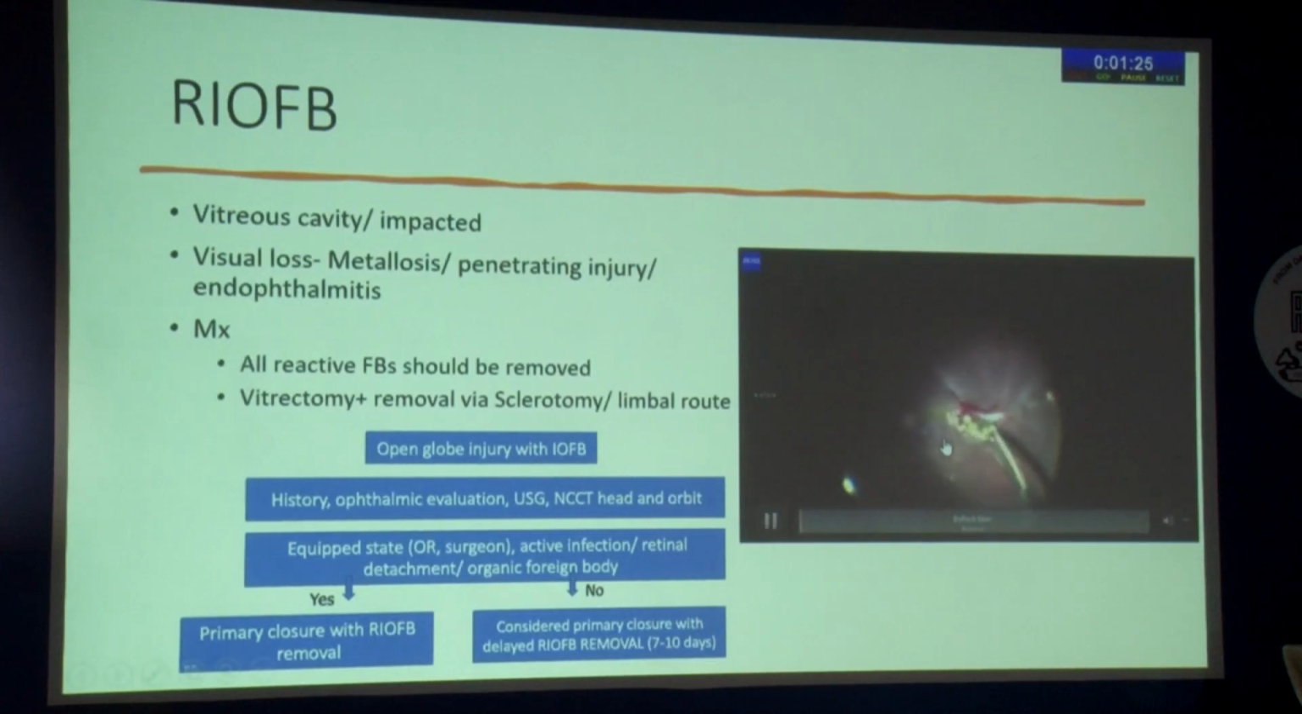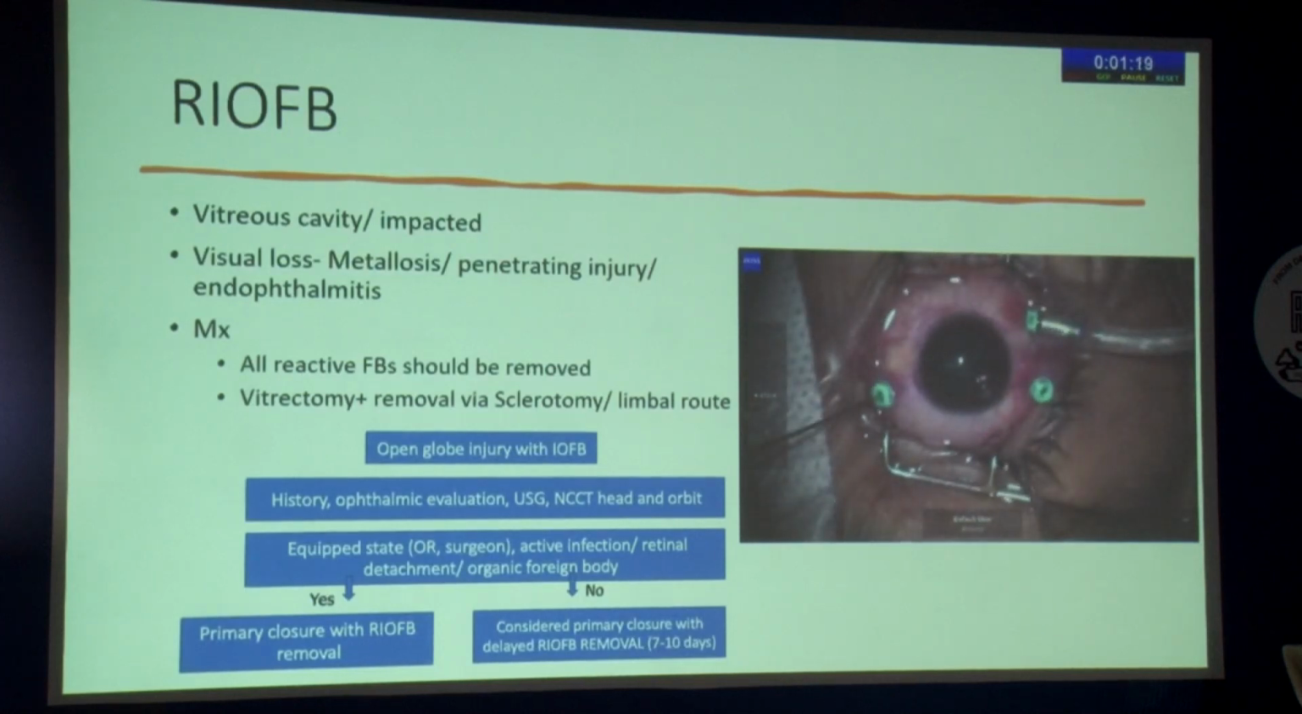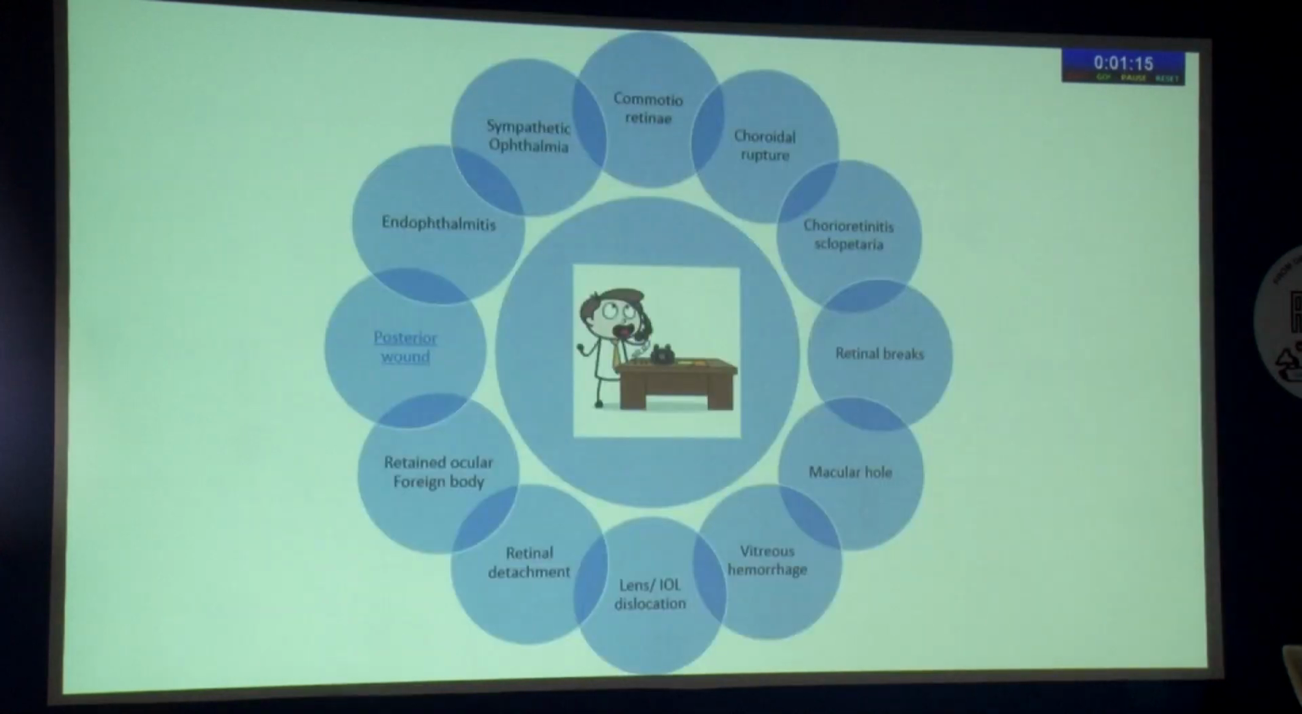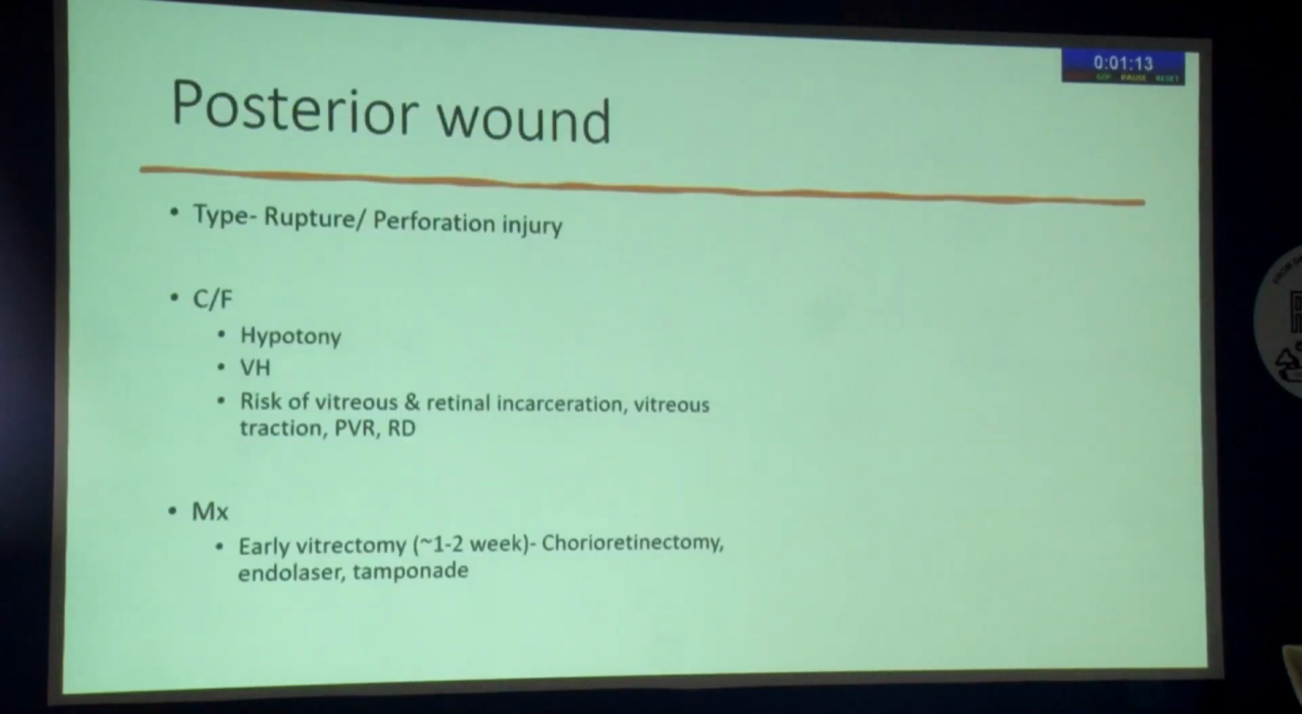So the surgical removal again can be done through the sclerotomy or through the limbal incision, depending on whether you are combining it with cataract surgery and depending on the shape and size of the foreign body. Now, posterior wounds can occur because of rupture or because of perforation injury, and the signs pointing to it would be presence of hypotony and vitreous hemorrhage.